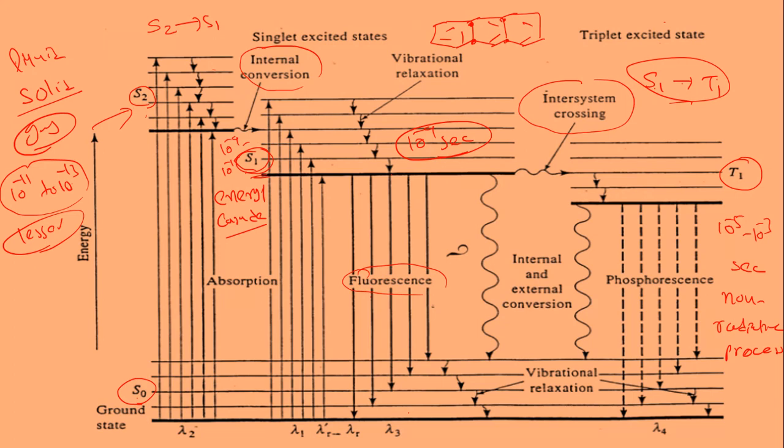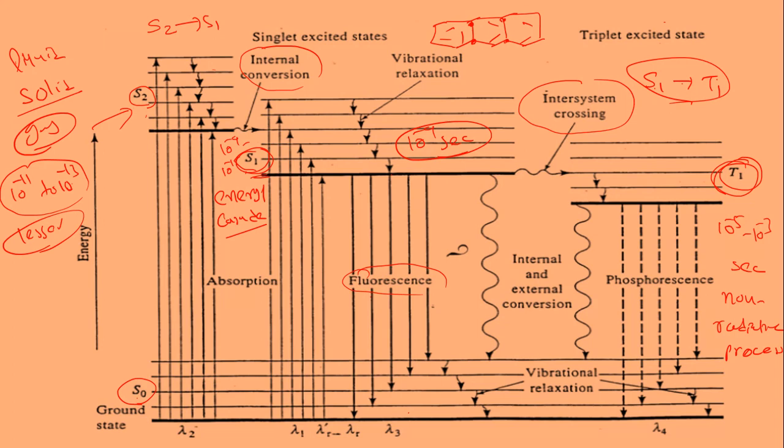For many molecules, intersystem crossing is not very efficient. If this is the only way to produce T1, then T1 would be very limited. So the conversion from S0 to the triplet state is very difficult, and it has this limitation.